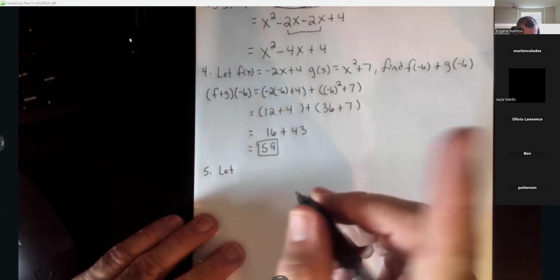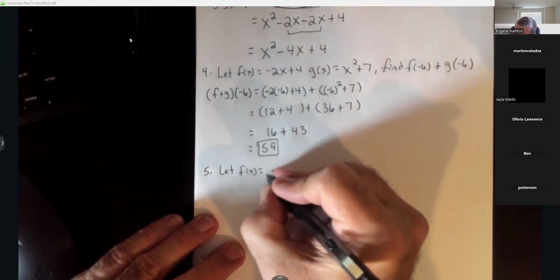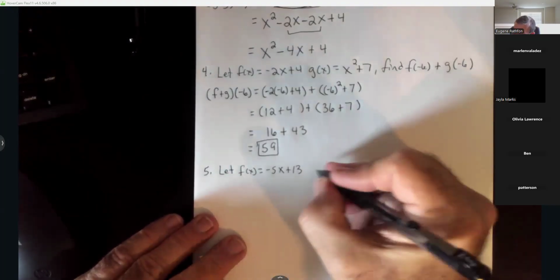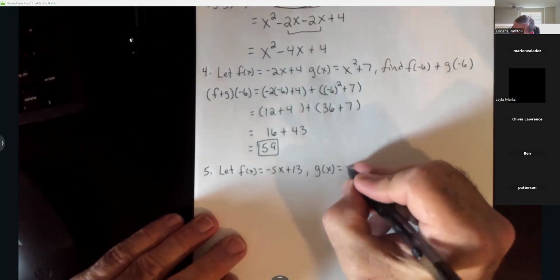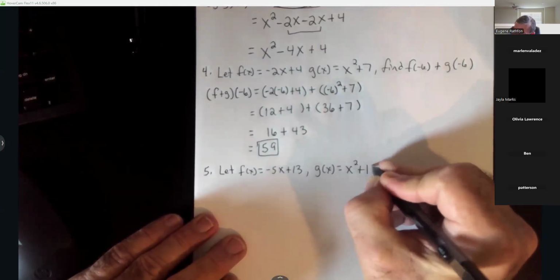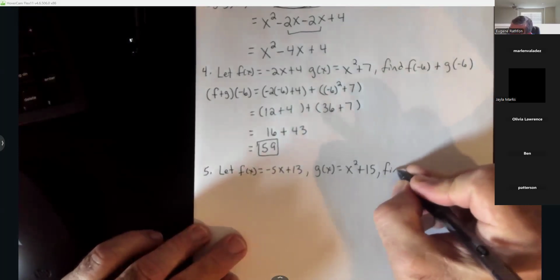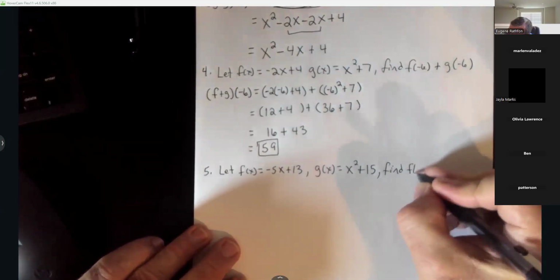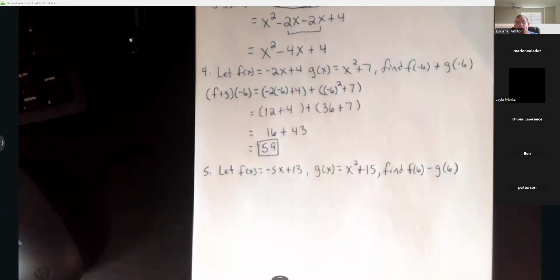All right, y'all, let's see. This one's got numbers again. Let f of x equal negative 5x plus 13. G of x equals x squared plus 15. So this time they want us to find f of 6 minus g of 6. So a little subtraction here.